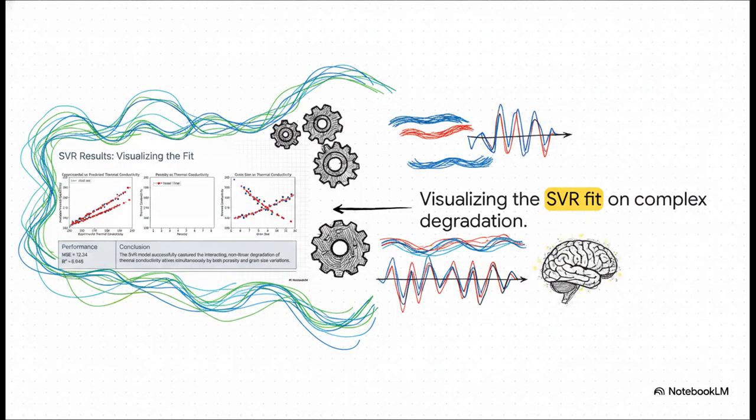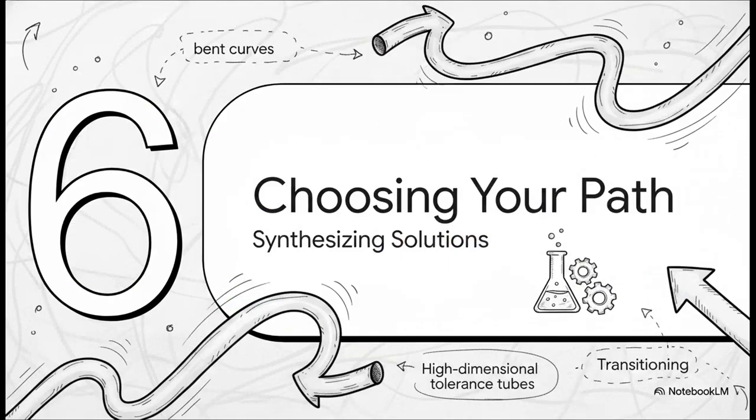And this brilliantly illustrates the outcome. When we plot the experimental versus the predicted values, those data points tightly hug the ideal line with a super impressive R-squared of 0.945. The SVR model successfully captured the simultaneous degradation driven by both the porosity and the grain size variations. It managed that complex nonlinear interaction implicitly, completely saving us from having to guess the exact, perfect mathematical formula linking the two.